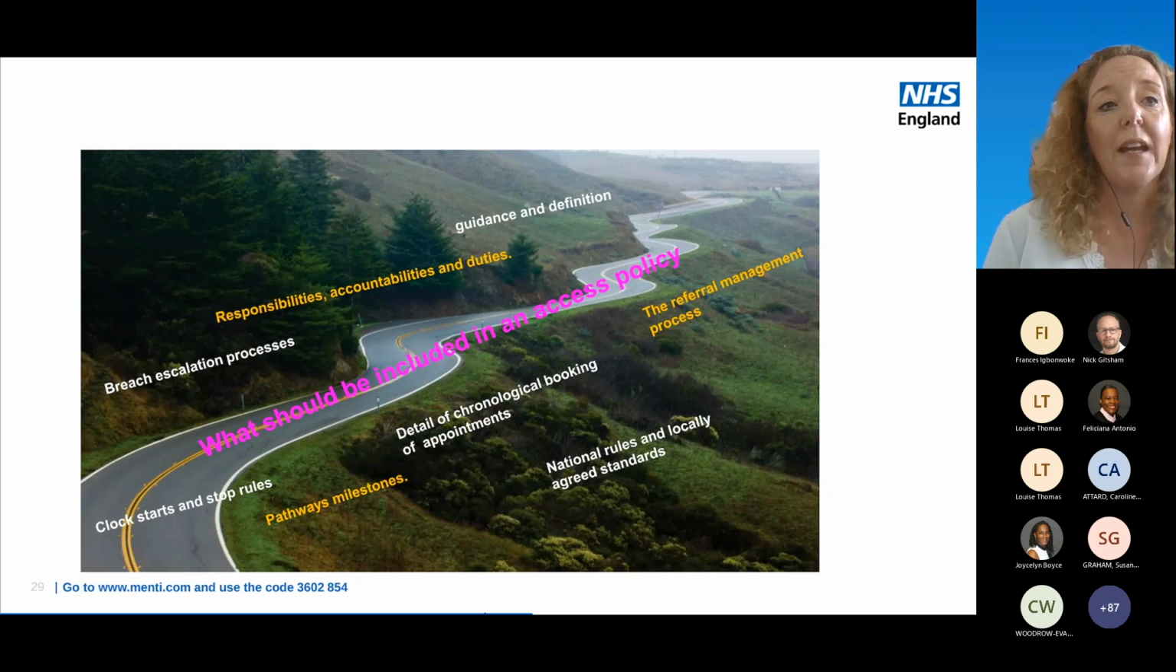Now, not everything can be in the access policy in terms of the business and operational processes. Therefore, there needs to be clear reference to any of your standard operating procedures, also known as SOPs, at system, organisational and team level. Examples of these could be SOPs around recording referrals, bookings and rescheduling of appointments. Next slide, please.